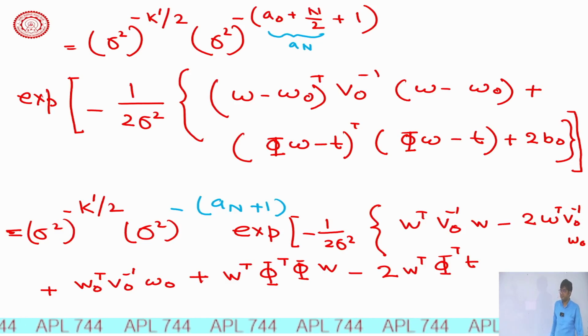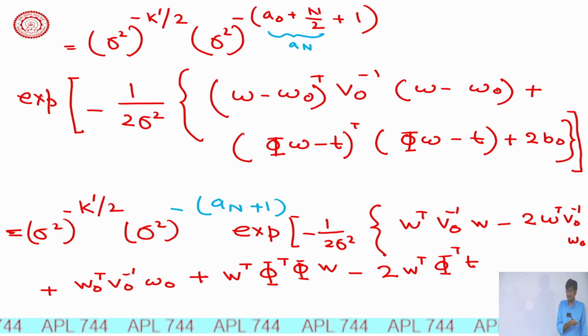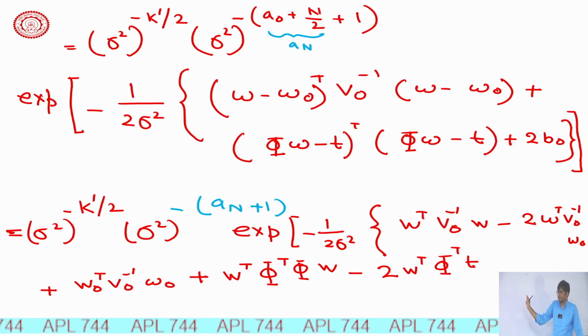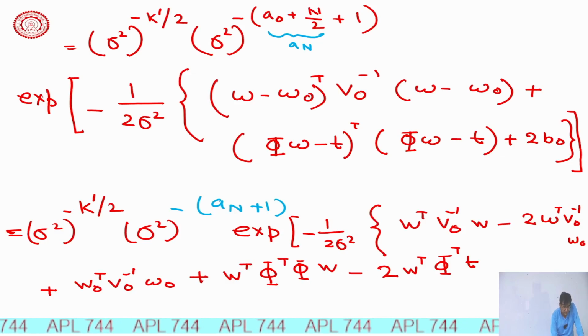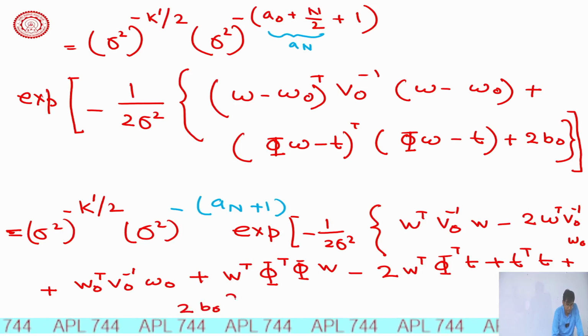because phi is n cross k, phi transpose is k cross n, T is n cross 1, you will get a k cross 1, and then W transpose is 1 cross k. So, you will get a 1 cross 1. So, each of these should be a scalar, because inside the PDF everything should be a scalar. Okay, what is the last term? T transpose T, right? T transpose T plus 2 B naught. Okay.